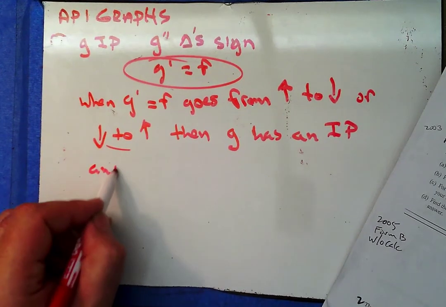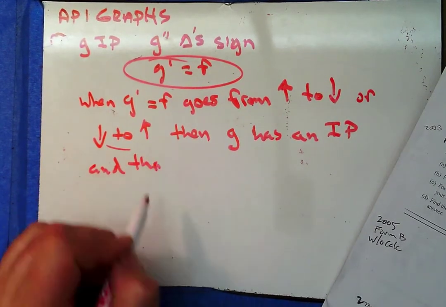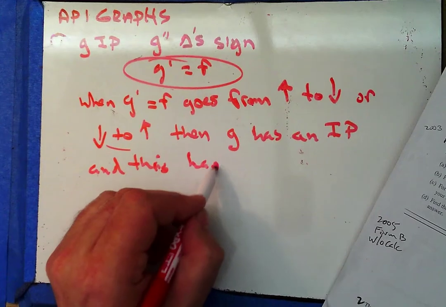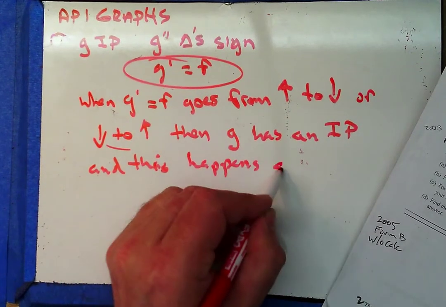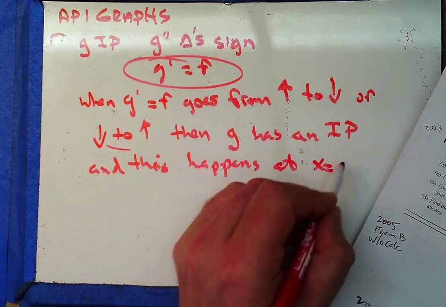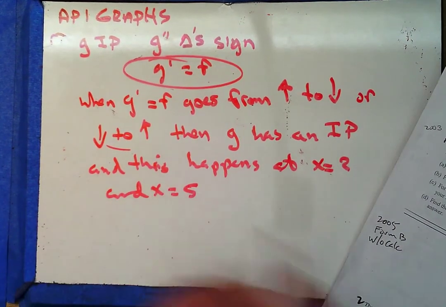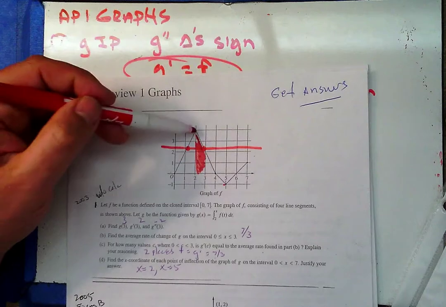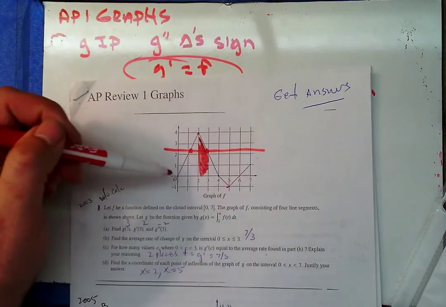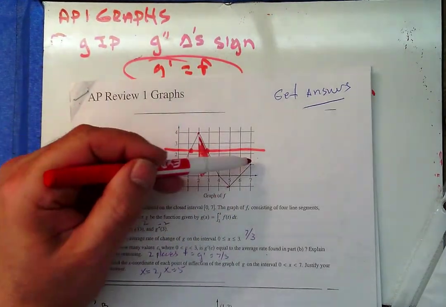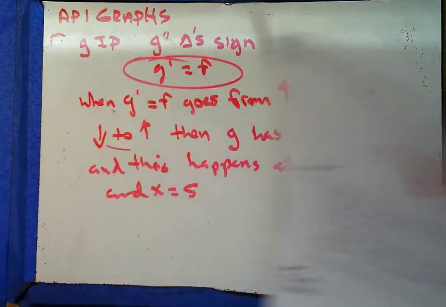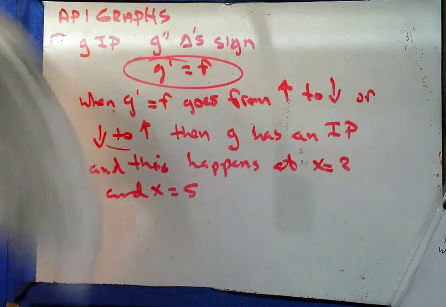And this happens at x equals 2 and x equals 5. We go from increasing to decreasing, and then decreasing to increasing. Okay, so there's AP1.